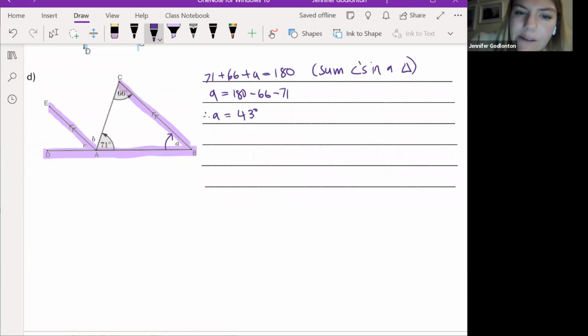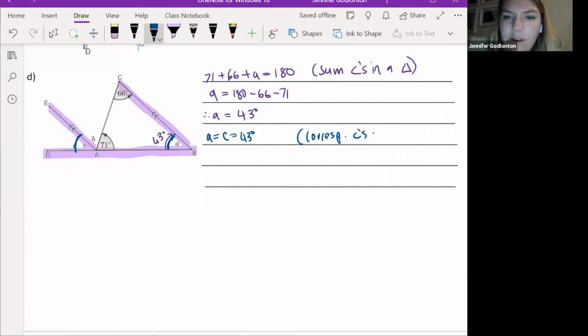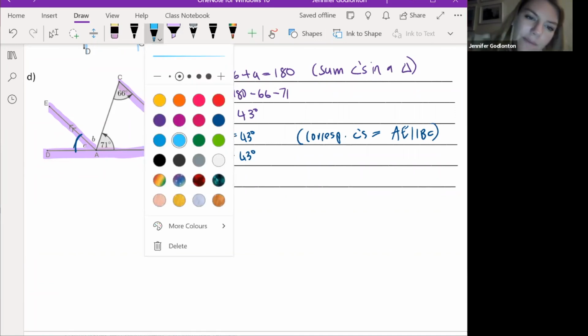Perfect. I like it. And then I moved on to C. So I said A equals C, which equals 43 degrees because of corresponding angles. And then the parallel lines are EA and CB. Good. Let me just write that down. Corresponding angles are equal. AE is parallel to BC. Perfect. Okay. And then I said 43 degrees plus 71 degrees plus B equals 180 degrees because of angles on a straight line.